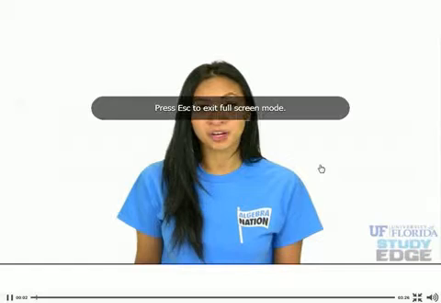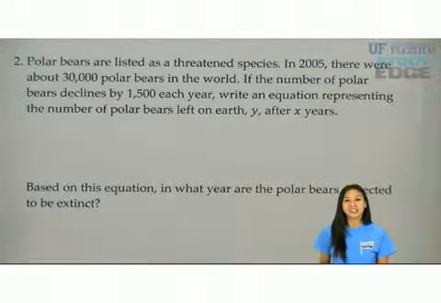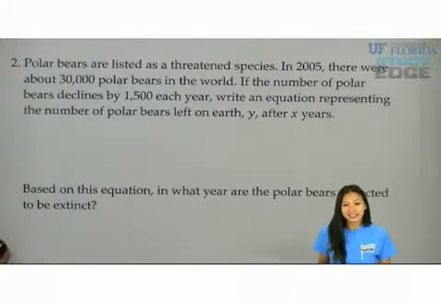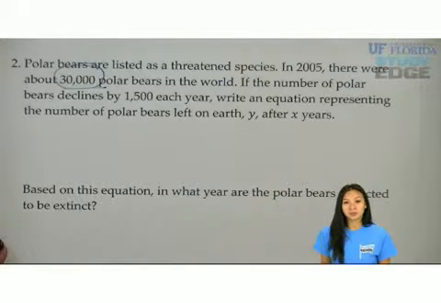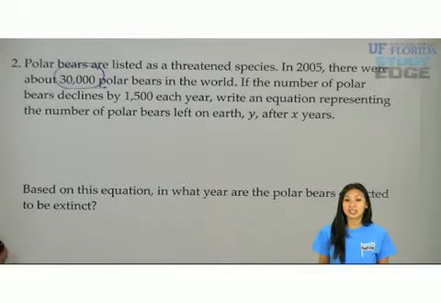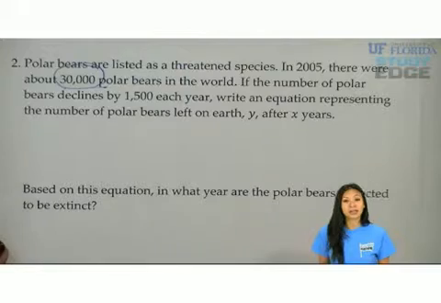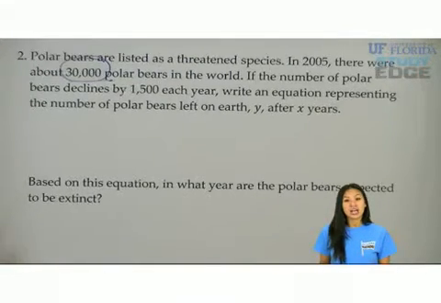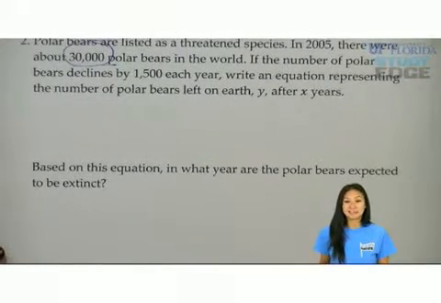In this problem we're going to look at a polar bear problem. Polar bears are listed as a threatened species. In 2005, there were about 30,000 polar bears in the world. If the number of polar bears declines by 1,500 each year, write an equation representing the number of polar bears left on Earth, y, after x years. Based on this equation, in what year are the polar bears expected to be extinct?